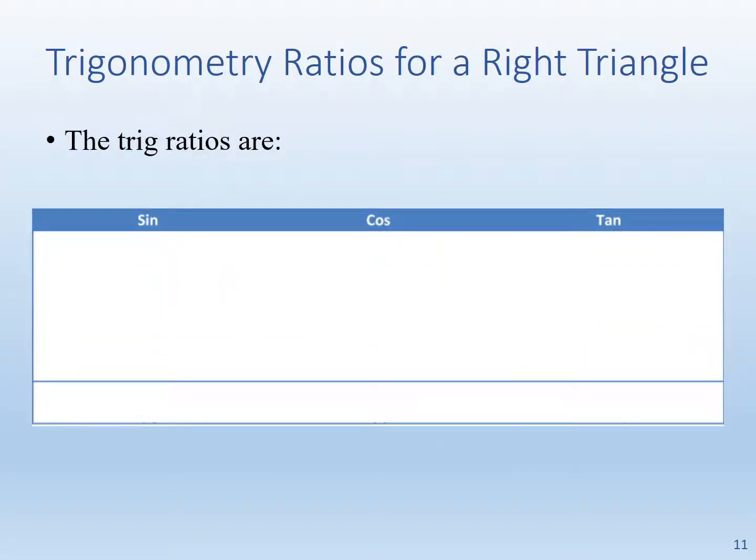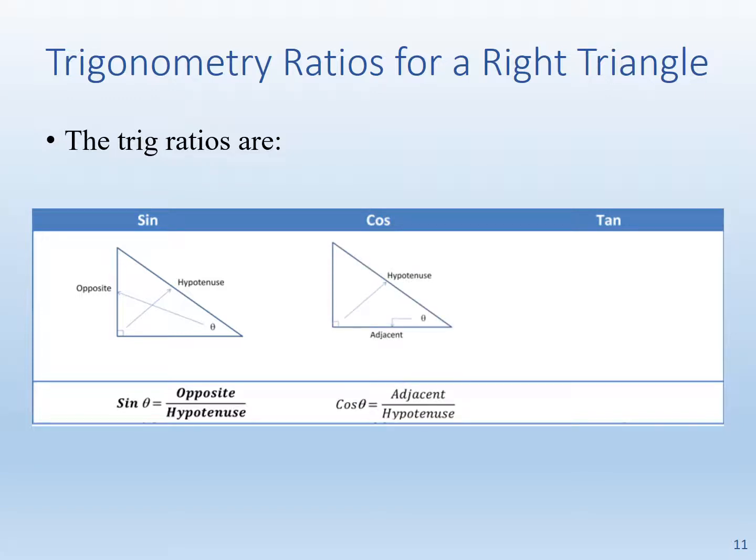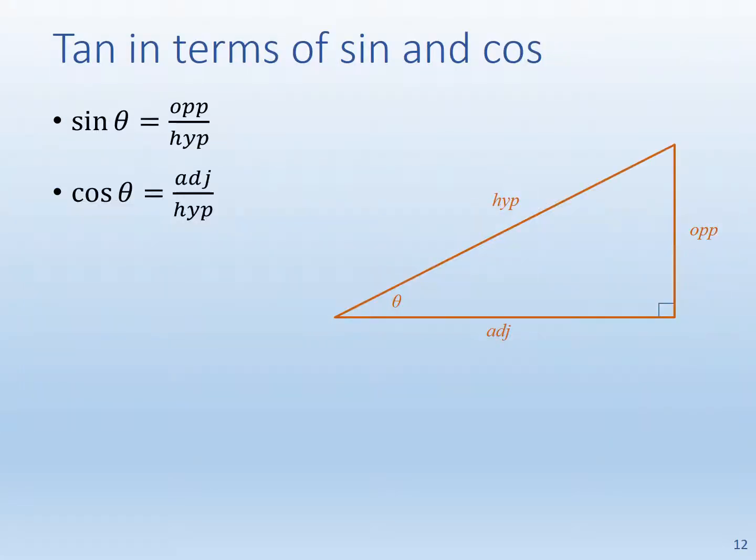Let's have a look at the ratio definition of the trig functions. So if we have a right angled triangle like that, we can define the sine of the angle as the opposite over the hypotenuse, the ratio of the opposite over the hypotenuse. Cosine is defined as the adjacent over the hypotenuse, whilst tangent is defined as the opposite over the adjacent.